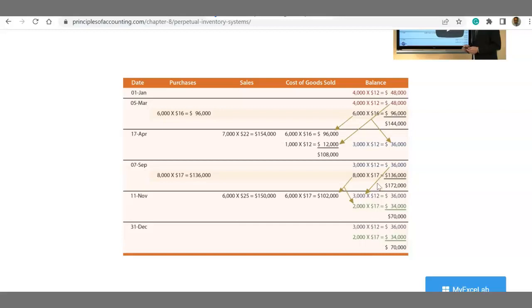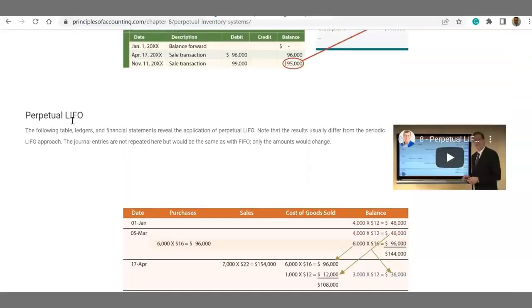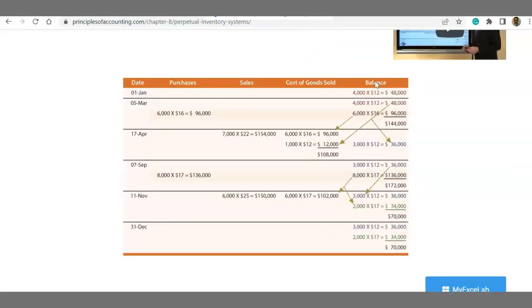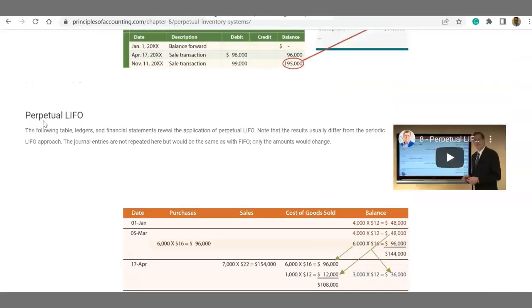This is what I'm trying to say: for doing LIFO, you don't do perpetual, because you cannot technically keep that LIFO layer in here. In here, as you see, this LIFO layer is gone. I cannot see it in here. So that's why we don't do perpetual LIFO.